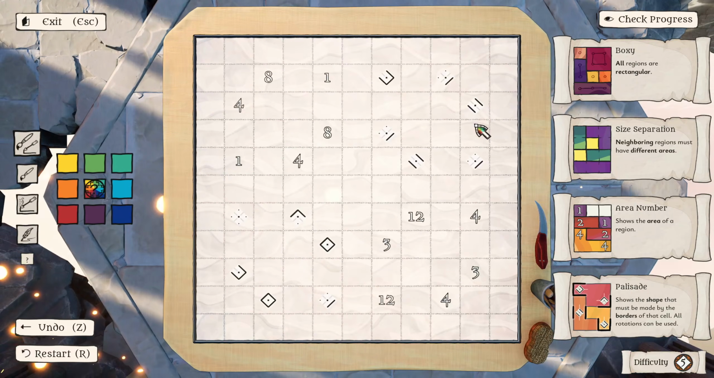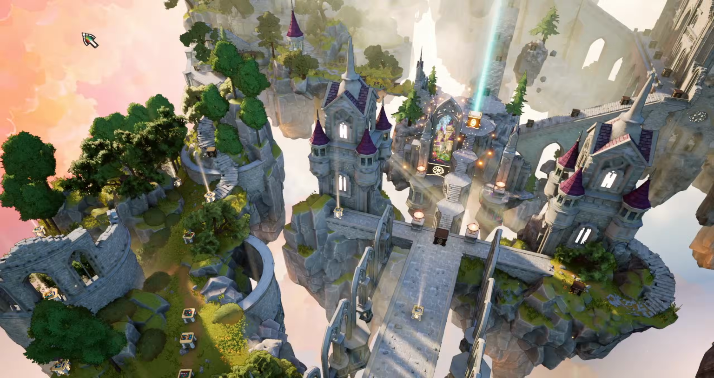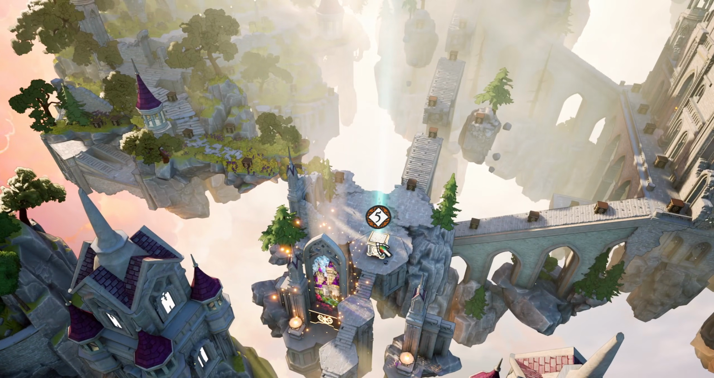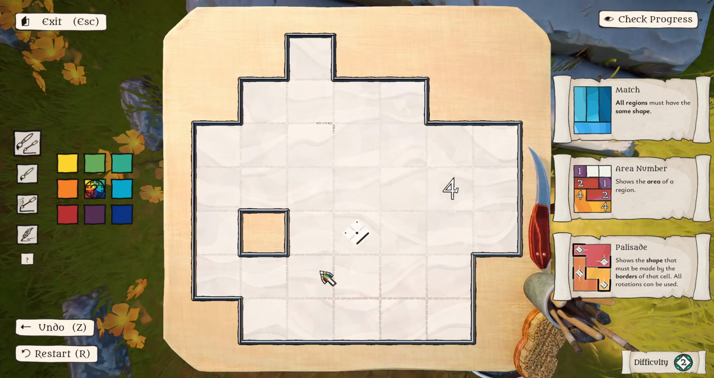And you got a new mechanic? Boxy, size separation, area number, and palisade. Doesn't look like it. It's just our line into that. But that's a 5 to unlock a new region. So I think that's going to be a step up, perhaps.